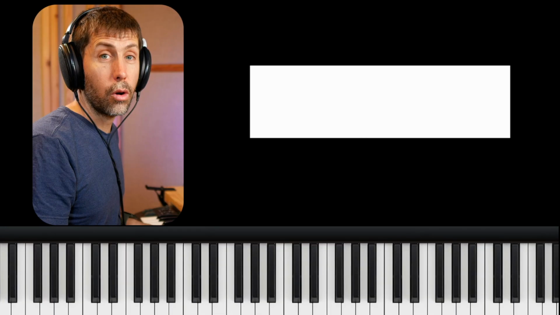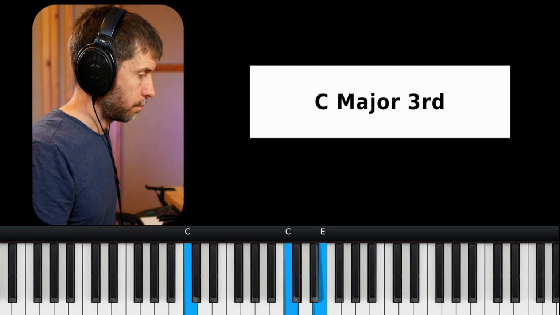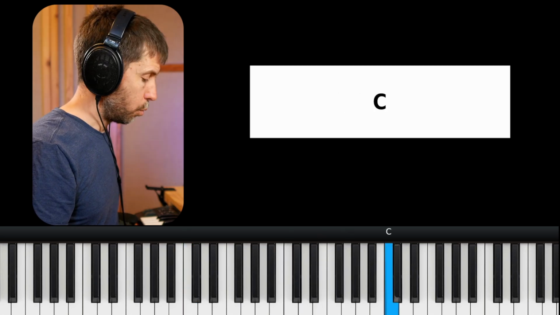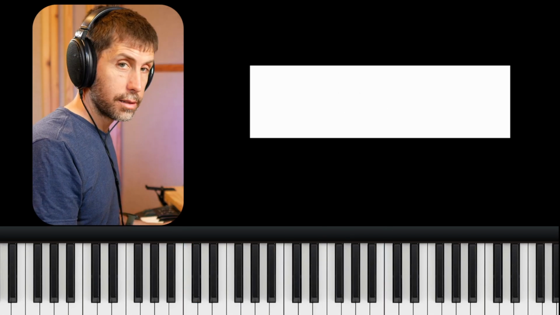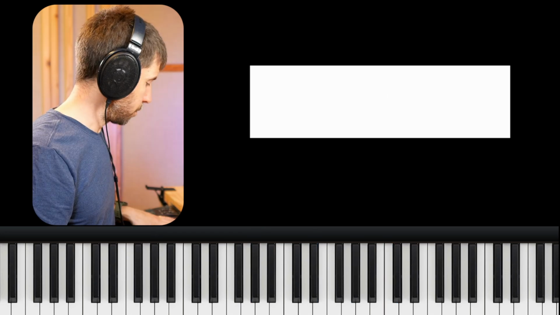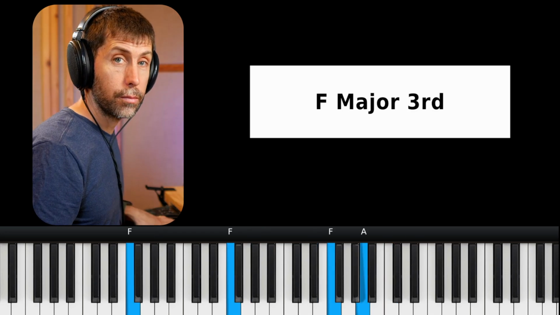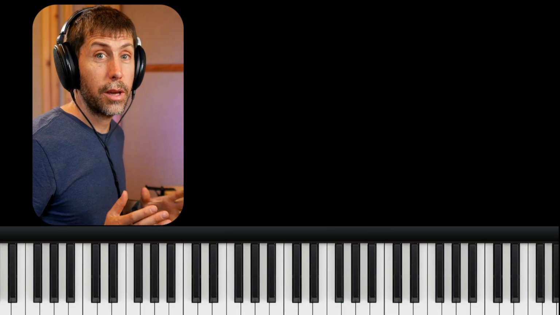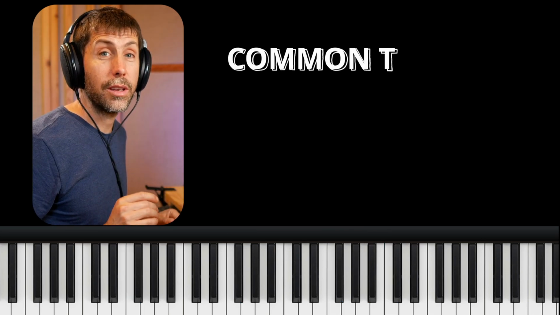I want to give one specific example for a chord progression using this technique. This progression actually can be found in the Man of Steel theme by Hans Zimmer. The progression goes like this. We start off with the chord C. Then we go to A flat major, and then to F major. As you may have noticed, our common tone is C.